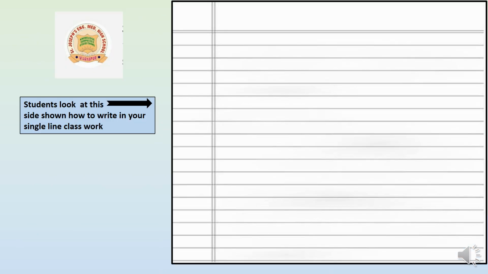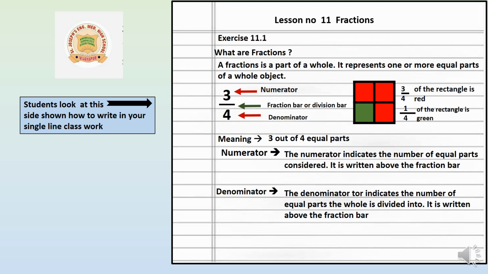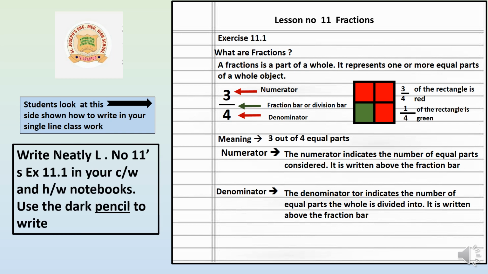Let's see how to write in your classwork. Open the classwork and continue. No need for anything new, your classwork already has places. Already one classwork is filled up. Now you are writing the second one. There only you have to continue. No need to make a separate new notebook. There you can write lesson number 11, fractions, and start writing like this. And in this you have to write exercise 11.1 neatly in your classwork and homework notebook, children.